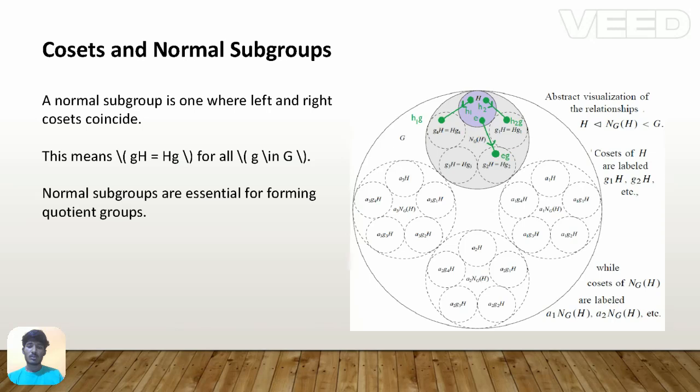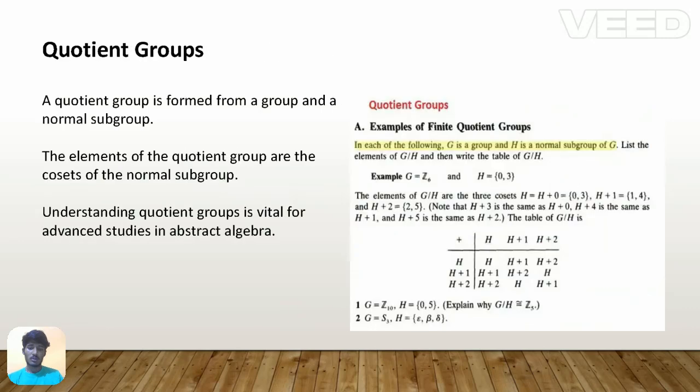Cosets and normal subgroups. A normal subgroup is one where left and right cosets coincide. This means gH equals Hg for all g in G. Normal subgroups are essential for forming quotient groups.